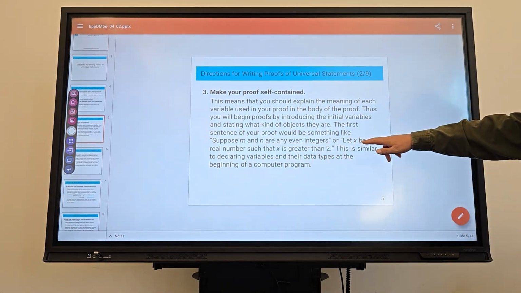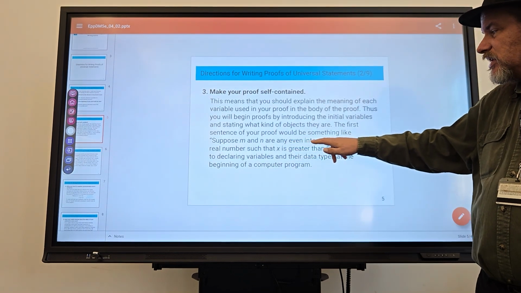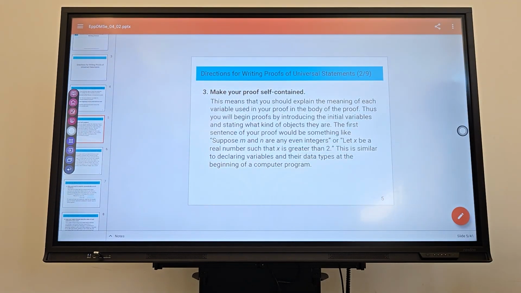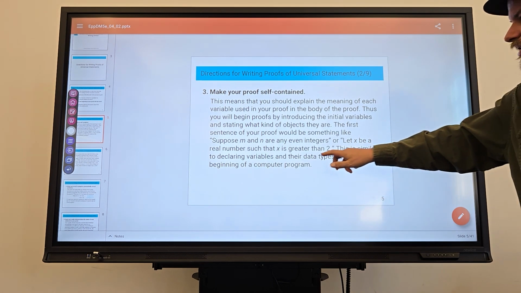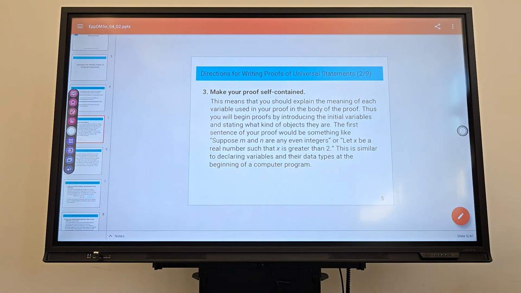What can they contain? Like, suppose m and n are any even integers. You're declaring the symbol and the data type, to use programming parlance. You can give restrictions on it when you declare it. Let x be a real number such that x is greater than 2. That sort of thing.